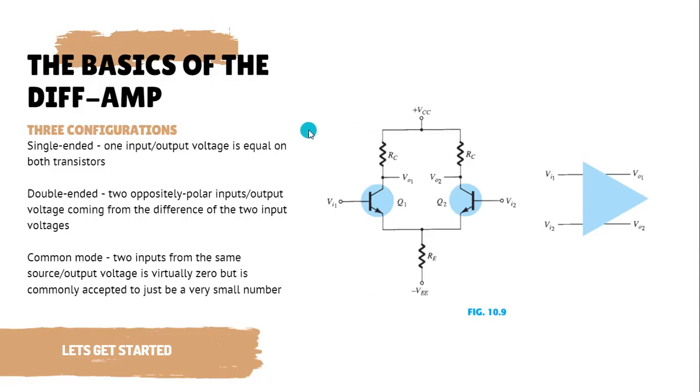So for the second configuration, you have the double-ended differential amplifier. This is when you use the two input voltages. Specifically, these inputs have opposing polarities, and the output voltage comes from the difference of the two input voltages. What this means is that if you have the voltage gain formula, you have VO over VI. The formula becomes VO over VI1 minus VI2, the difference between the two input voltages, since they are opposing polarities.